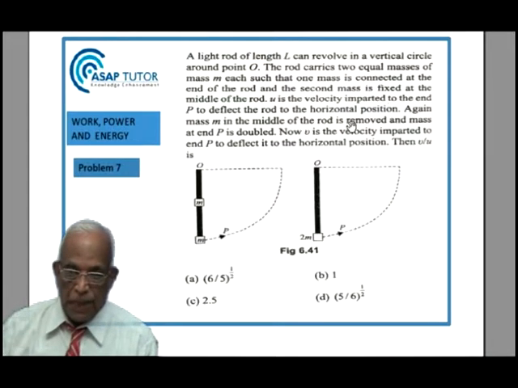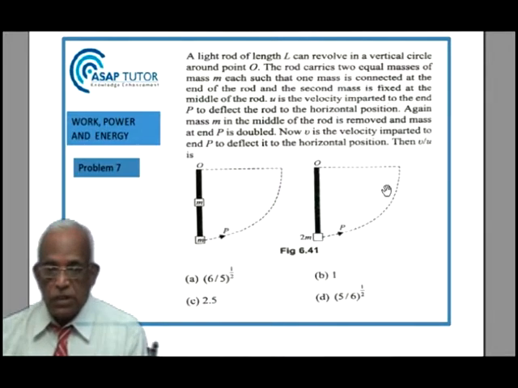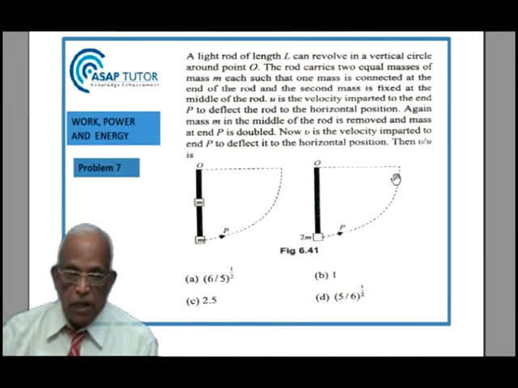U is a velocity imparted to the end P to deflect the rod to a horizontal position. So we are deflecting in such a way that the rod becomes horizontal. Again, the mass m in the middle of the rod is removed and the mass at P is doubled. Now V is the velocity imparted to P to deflect it to the same horizontal position. Then I want you to calculate V by U. What is the V by U value? That is what is expected. These are the 4 answers given.